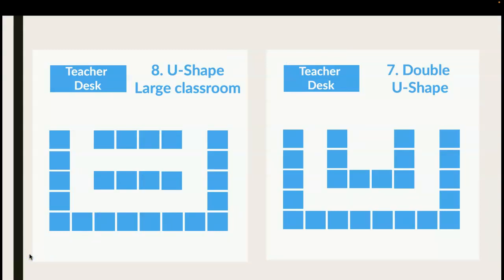Okay, just some variety on that U-shape situation. You've got the U-shape with desks in the middle, and then you've got the double U. So depending on how many desks you have to put, this can be a really amazing option for you as well. I'm going to have you pause the video and just talk about U-shape and how that could work in your setting.